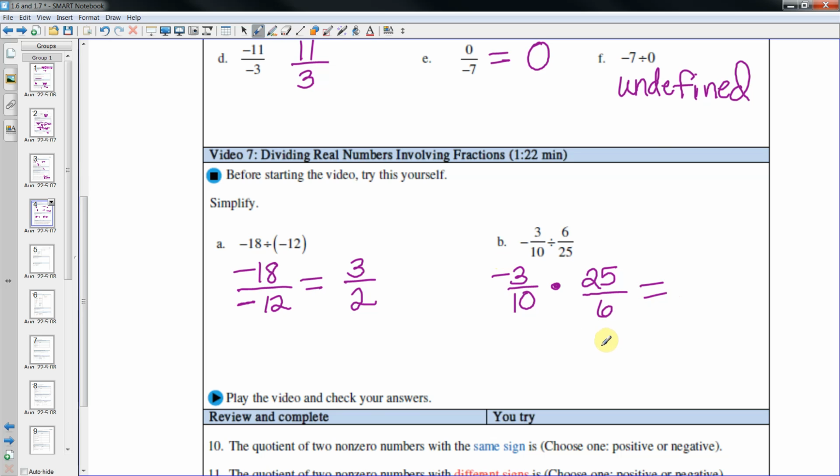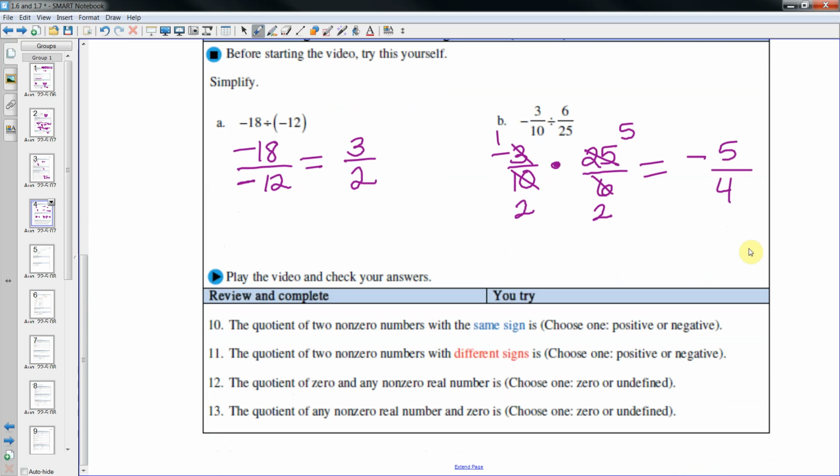Okay, the next one we're going to do the flipping. So I'm going to have negative 3/10. And remember, with division of fractions, we're going to keep, change, flip. So we keep the first fraction, we change the division to multiplication, we flip the second fraction. So I'm going to do some cross canceling. 3 goes into itself one time, 3 goes into 6 2 times. For 10 and 25, 5 goes into both of them. 5 goes into 10 twice, 5 goes into 25 5 times. Now let's multiply straight across. I have a negative times a positive, so I know my answer is going to be negative. 1 times 5 is 5. 2 times 2 is 4. We can leave it just like that.